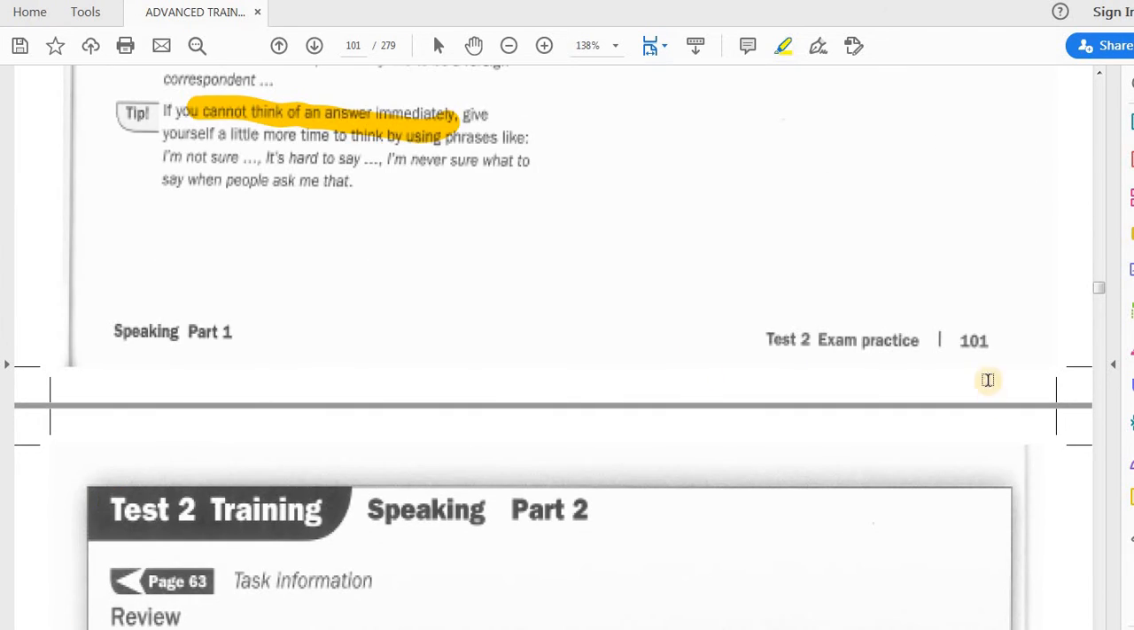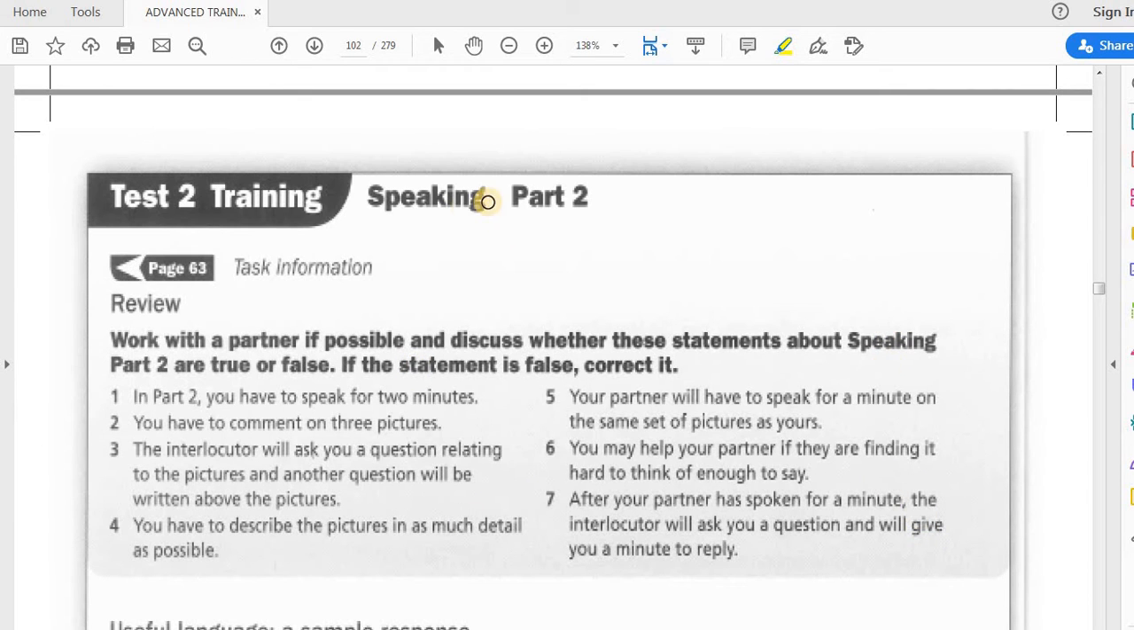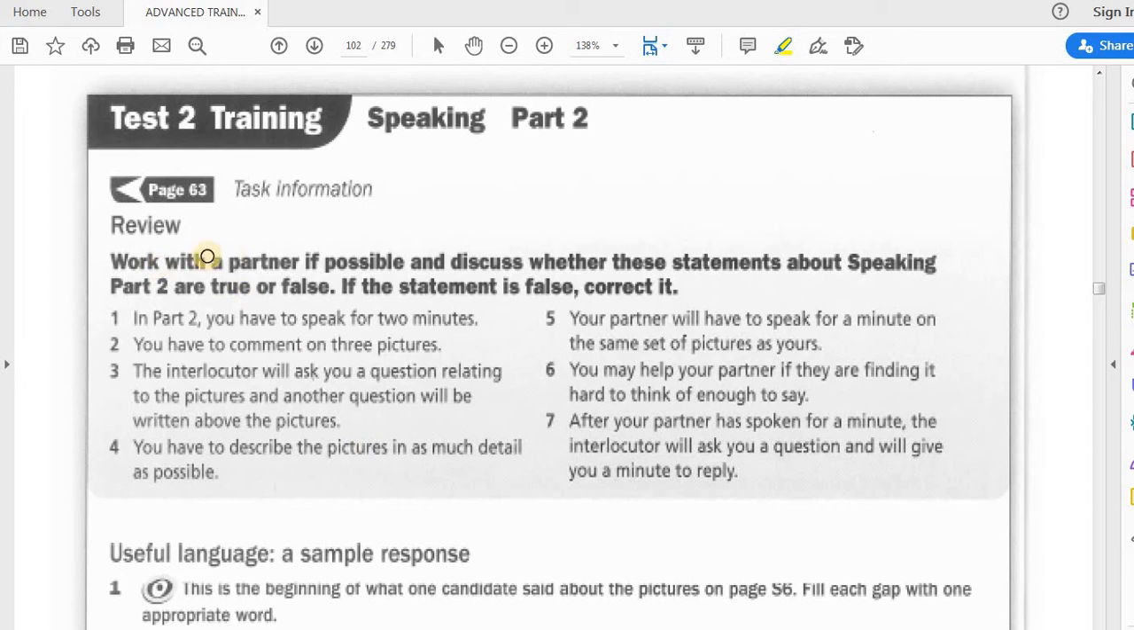I'm really sorry I didn't tell you in the other exercise, in the other video. We are on pages 100 and 101. Now this is 102, part 2. Work with a partner if possible. I think you'll do it individually, because otherwise it will be difficult from the practical point of view when we do this Zoom lesson. So decide if each statement is true or false and correct it.